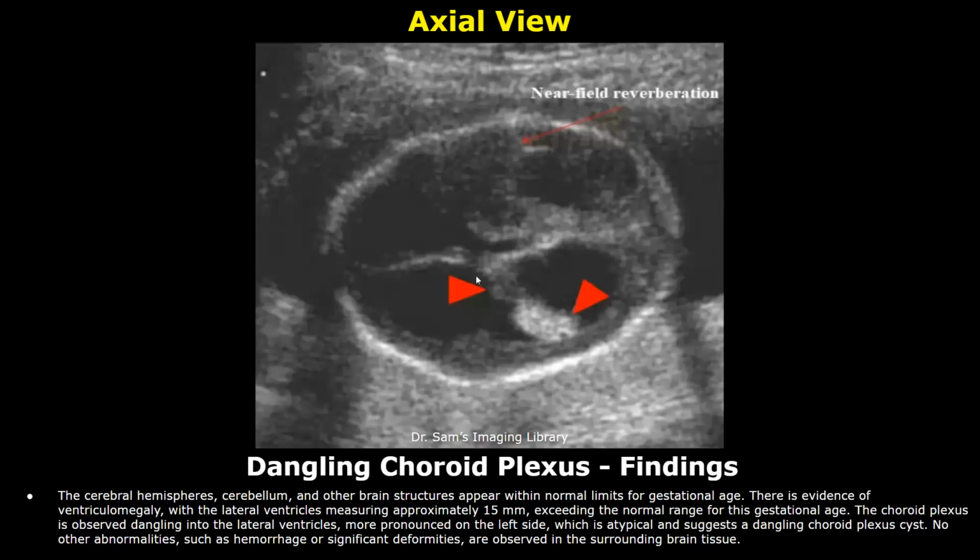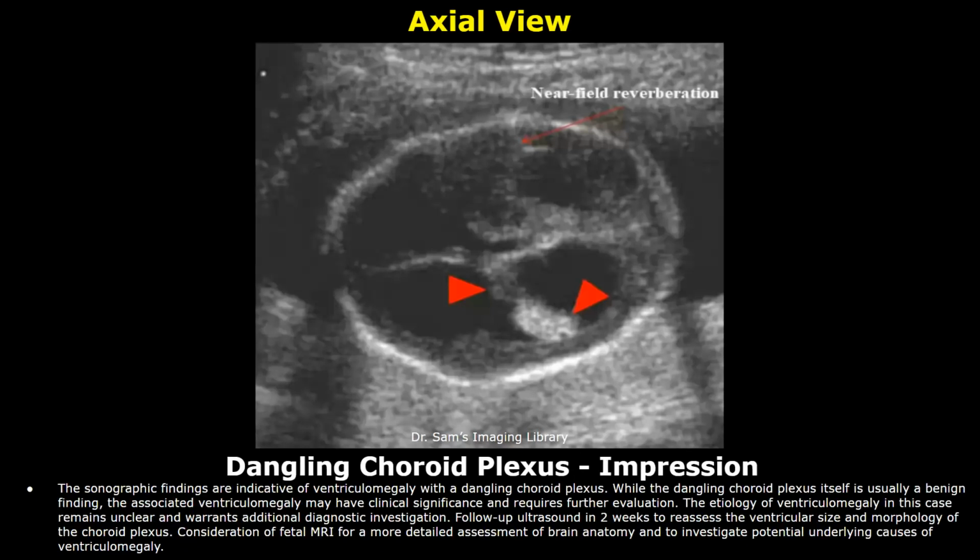There is evidence of ventriculomegaly, with the lateral ventricles measuring approximately 15 millimeters, exceeding the normal range for this gestational age. The choroid plexus is observed dangling into the lateral ventricles, more pronounced on the left side, which is atypical and suggests a dangling choroid plexus cyst. No other abnormalities such as hemorrhage or significant deformities are observed in the surrounding brain tissue.